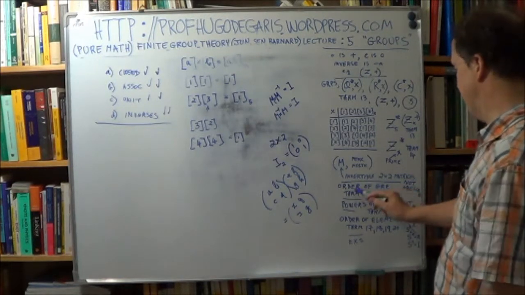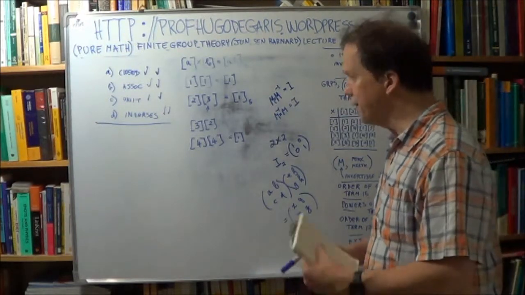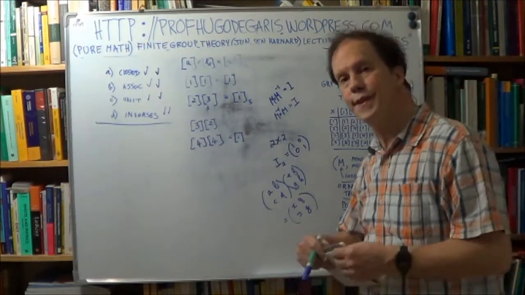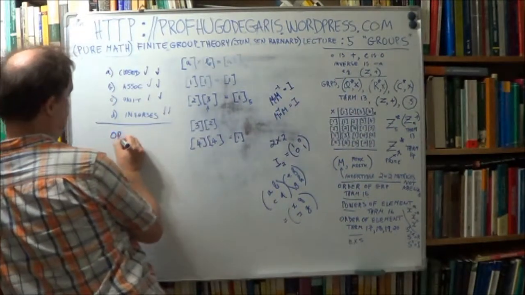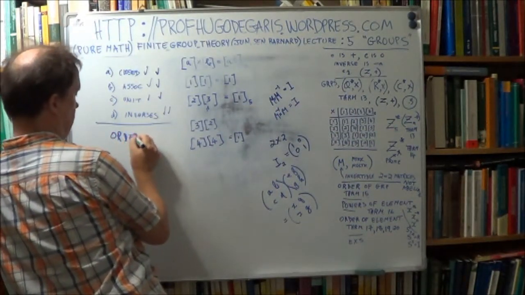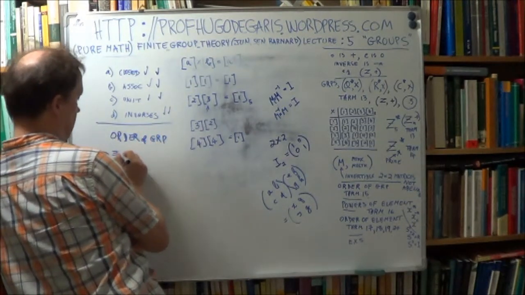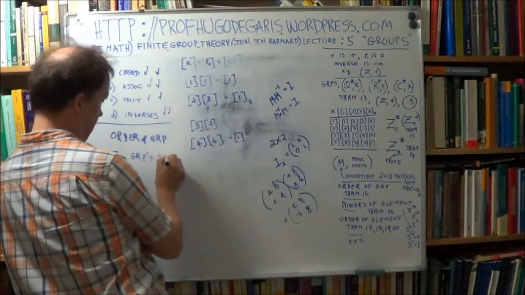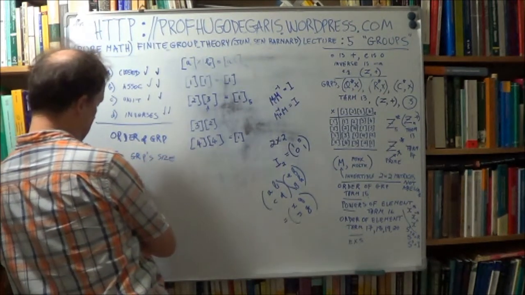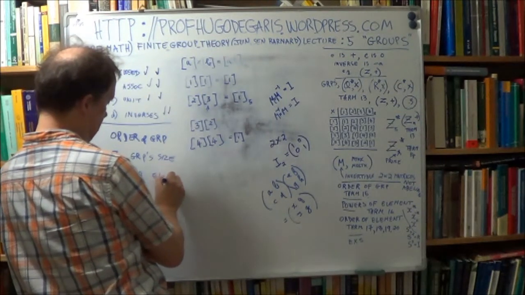Okay, now the order of a group, what is that? By definition, it's the size. I'll write it out. Order of a group, by definition, is the group's size. And what does that mean? That means the number of elements in a finite group.